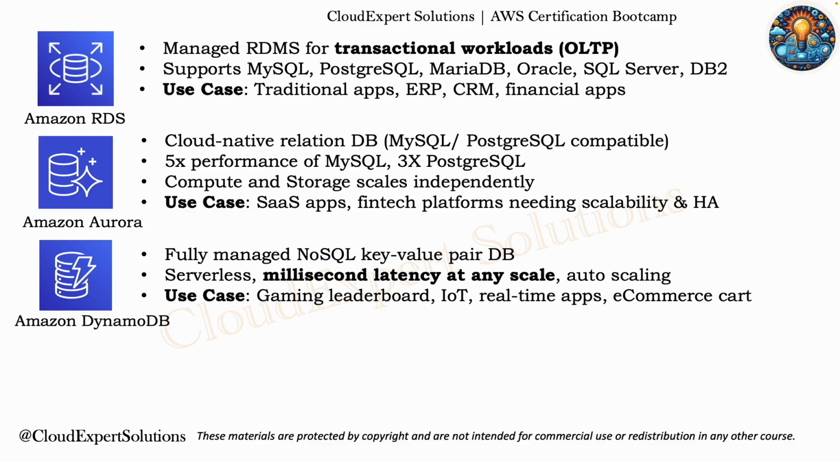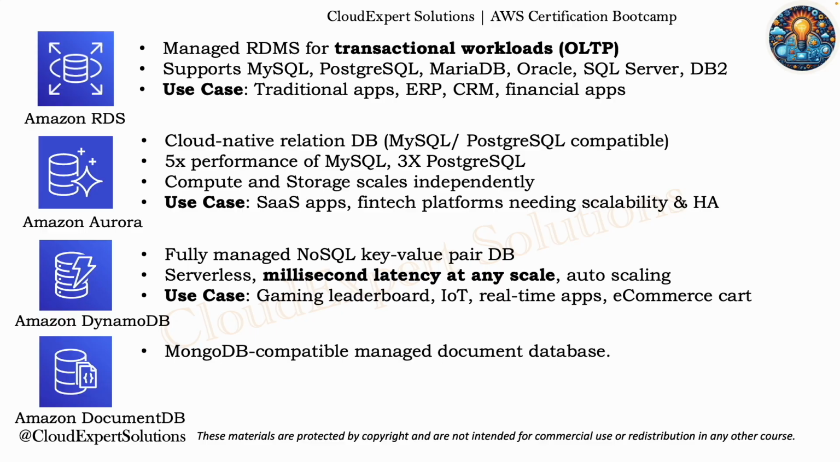Amazon DynamoDB is perfect for real-time applications like gaming leaderboards, IoT device data, or shopping carts. As an example, if millions of users are adding items to their cart at the same time, then DynamoDB can handle the scale without slowing down the performance. Next, we have Amazon DocumentDB.